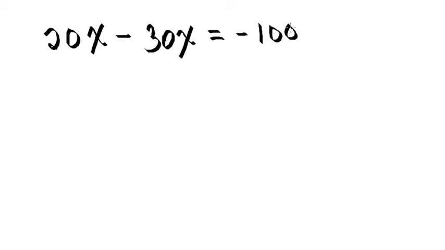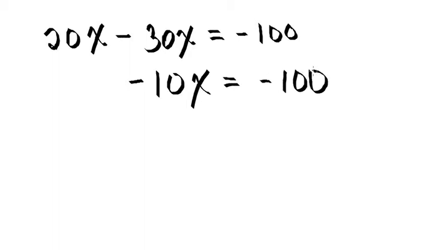Okay, so we have 20x minus 30x. Since they're like terms, we can say 20 minus 30, which is negative 10, x is equal to negative 100. What we'll want to do is, our goal is to get a 1 in front of this x, a coefficient of 1, and we're going to do that by multiplying. Here I'll use a different color. We're going to multiply the reciprocal of this number, and that would be negative 1 over 10.